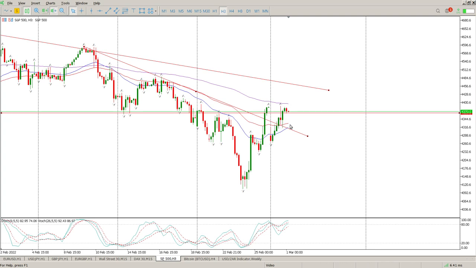Moving averages are starting to point to the upside. We haven't got a crossover yet, but they are definitely indicating that something is brewing. Oscillators are indicating that something's brewing to the downside. We then have this inverse head and shoulders. You can see there's a shoulder, there's a head, and there's a shoulder. Very similar pattern to the Dow.